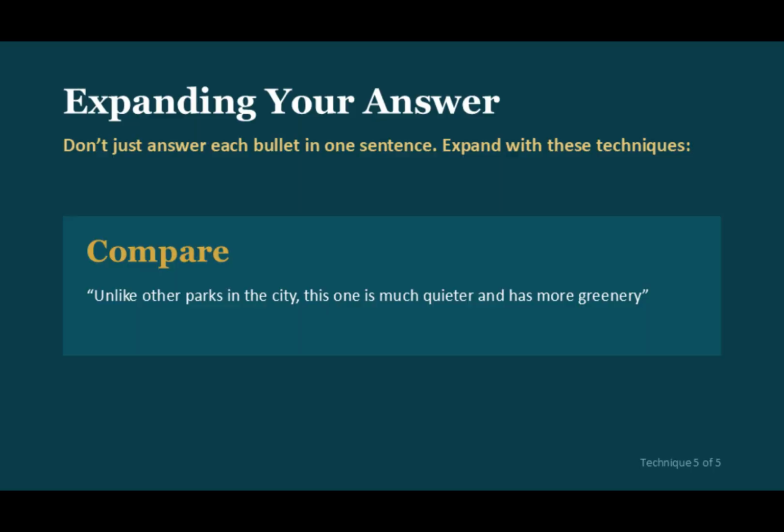Also, a way we can expand our answer, right, is comparison, to compare. How is this park in relation to that park, right? It also shows the examiner you have the knowledge of comparing two things, and it adds extra seconds to your 2 minutes, which is how much time you need to talk for. So guys, these are ways in which we can expand our answer.